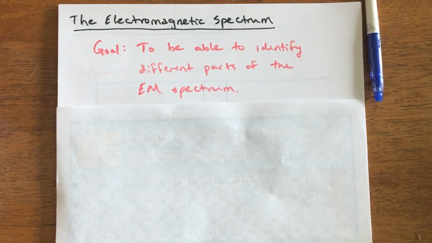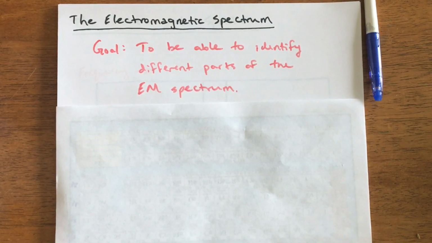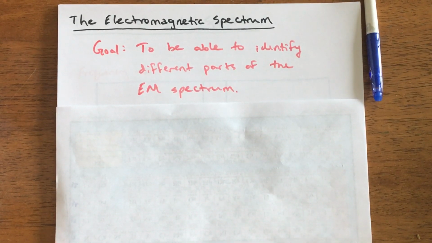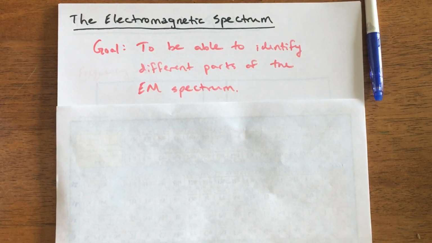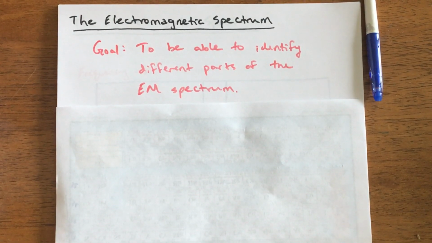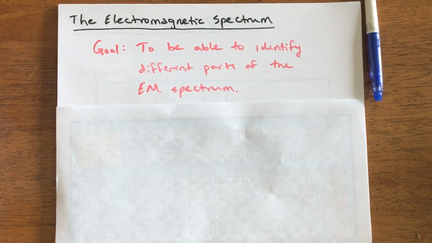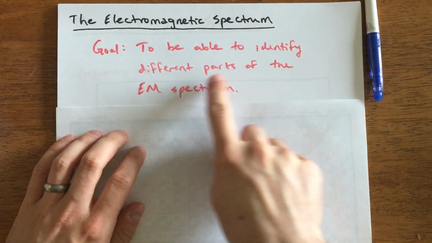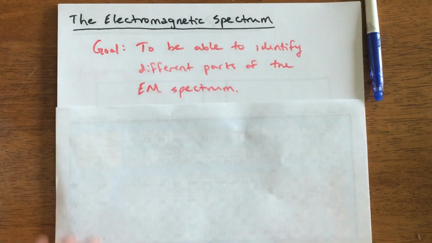Now that we've learned a little bit about waves, we can start talking about the electromagnetic spectrum. We've learned from a previous video, one that wasn't mine, that electromagnetic waves are disturbances in electric and magnetic fields, and that they're transverse waves. Now we want to talk about what specific types of electromagnetic radiation there are, how to identify them, what their names are and what they mean. So the goal is just to be able to identify different parts of the electromagnetic spectrum.